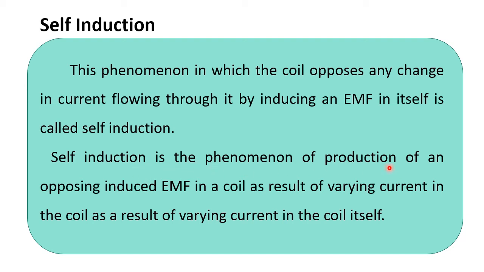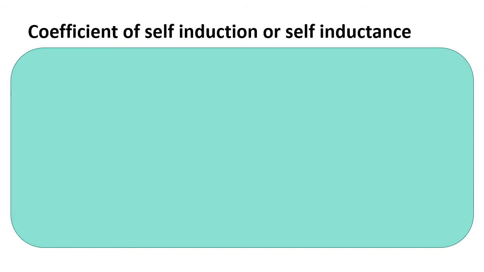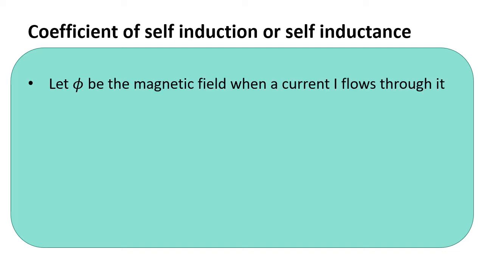Self-induction is the phenomenon of production of an opposing induced EMF in a coil as a result of varying current in the coil itself. Next, mathematically we can represent the magnitude, meaning how much quantity of opposing. Generally in physics, any concept we try to measure as a physical quantity. So the physical quantity, the coefficient of self-induction, means a coil with a number of turns will have a certain amount of opposing quantity. We will measure that as the coefficient of self-induction. So let us introduce it. Let phi be the magnetic flux when the current I flows through it.